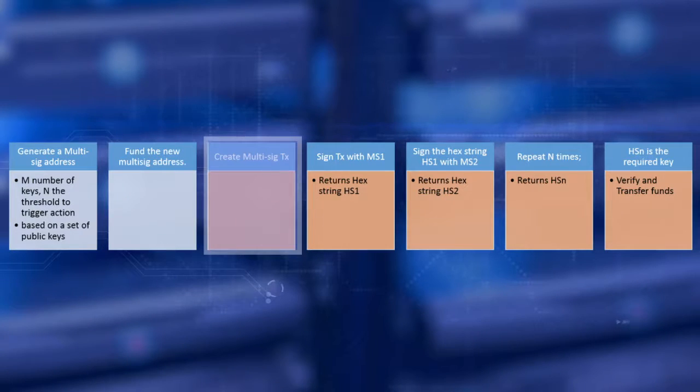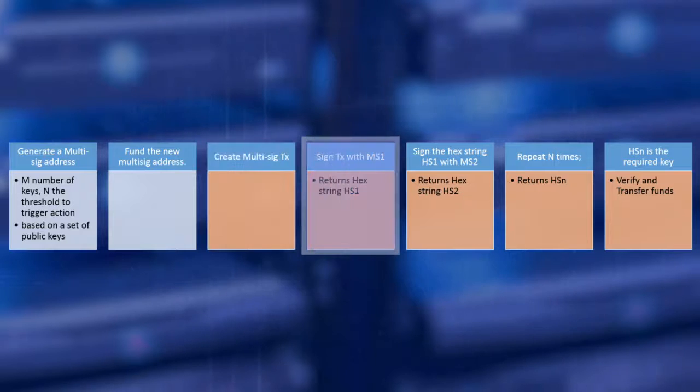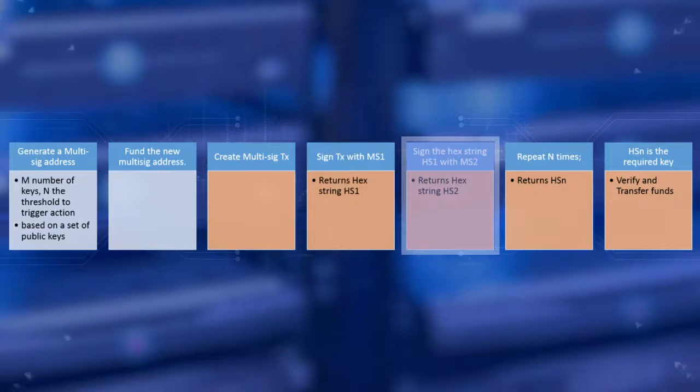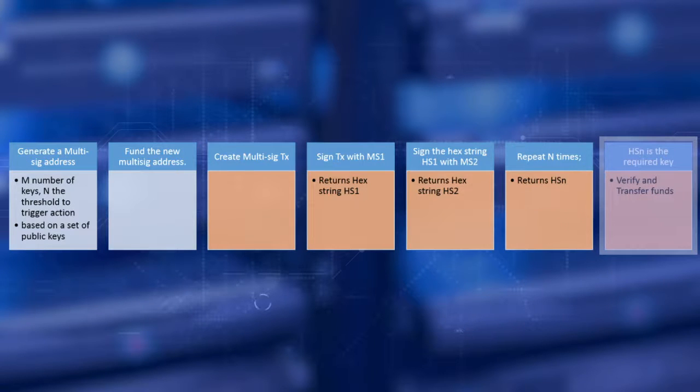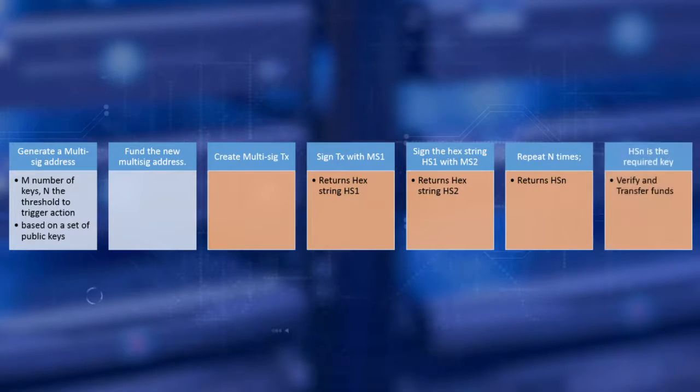Create a multi-sig transaction. This transaction will be signed with the first signature MS1, resulting in the hex string HS1. Then it will be signed by the second signature MS2, resulting in hex string HS2. This is repeated m times for the m-th signature, resulting in HSM. This is the required multi-signed key. It is verified by the protocol and the funds are transferred. This explains the multi-sig operation.